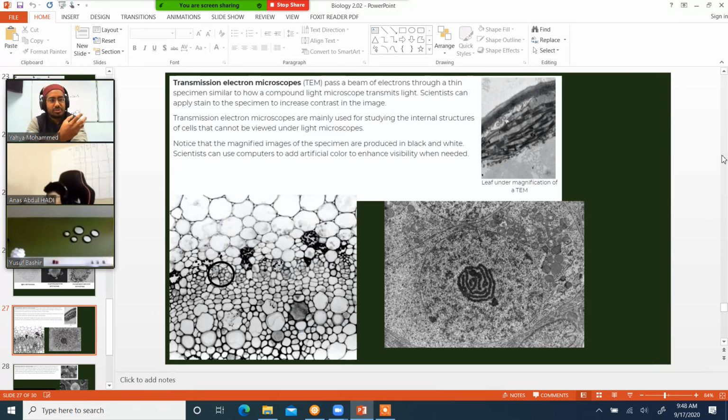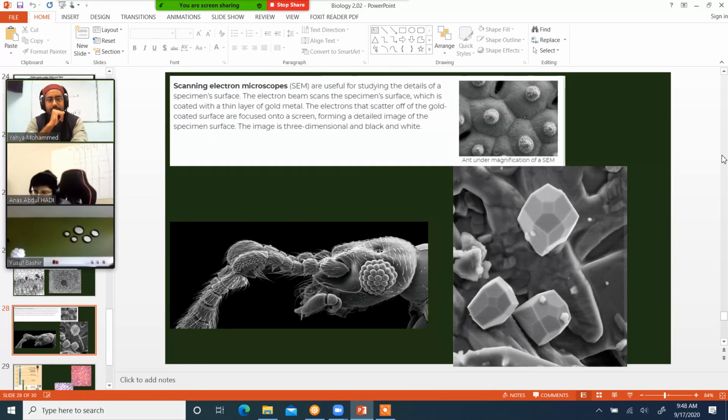With a light microscope, you can actually get color. With atoms, no one knows the colors of the atoms, so we don't have colors of these things. But isn't black a color?